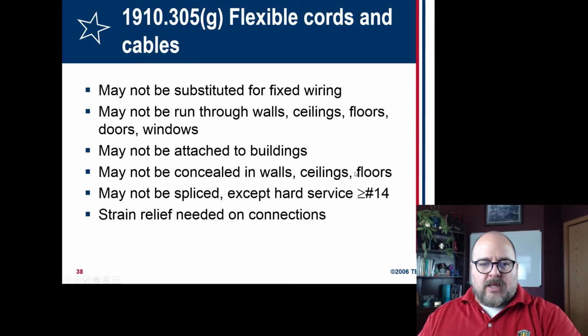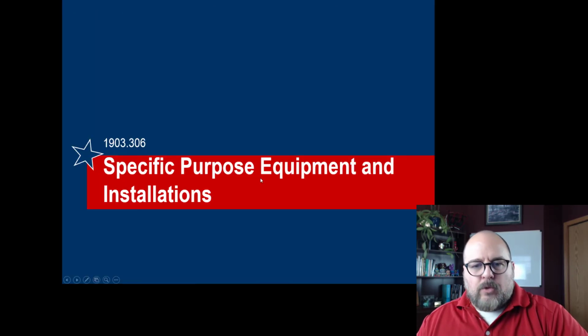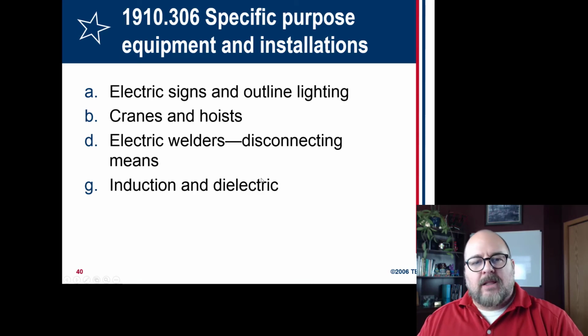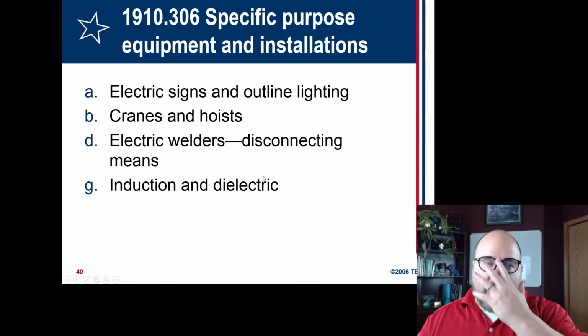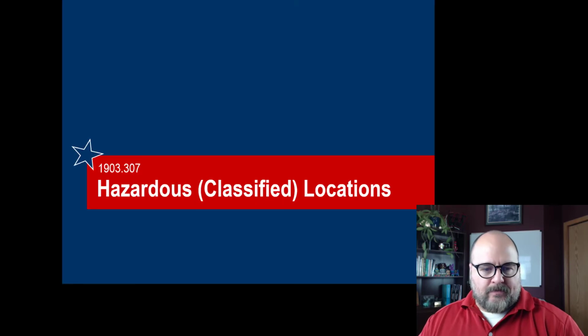Flexible cords. Yeah, I talked about this stuff. 306 gets into specific equipment: electrical signage, cranes and hoists, electric welders, so arc welding. We have welding coming up in a different lecture, but it can be dangerous too.